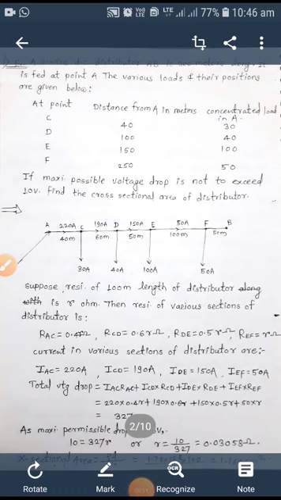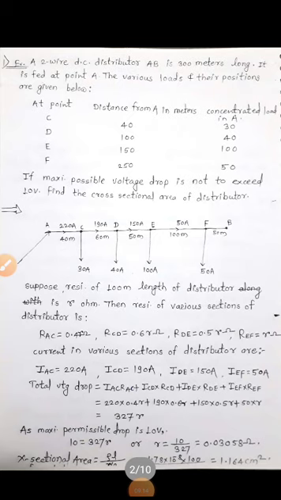So let's solve this numerical which is based on the distributor fed at one end. I will read the example. A 2-wire DC distributor AB is 300 meter long. It is fed at point A. Various loads and their positions are given below. A table is given. At points C, D, E and F, the distances are given: 40 meter, 100 meter, 150 meter and 250 meter.